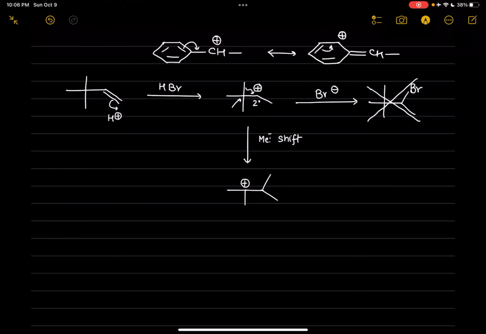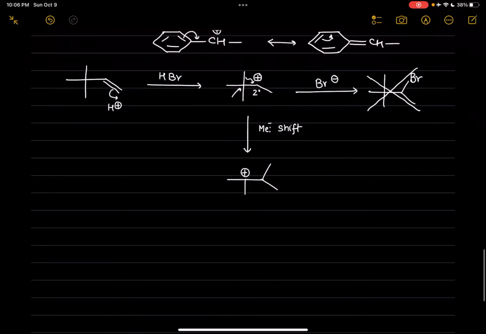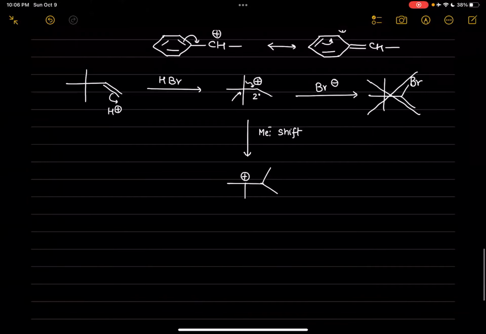It's known as methyl shift. Very common, a lot of questions. Asked every time. Clear? Okay, so methyl shift, then tertiary carbocation. Yeah, it's a more stable carbocation.